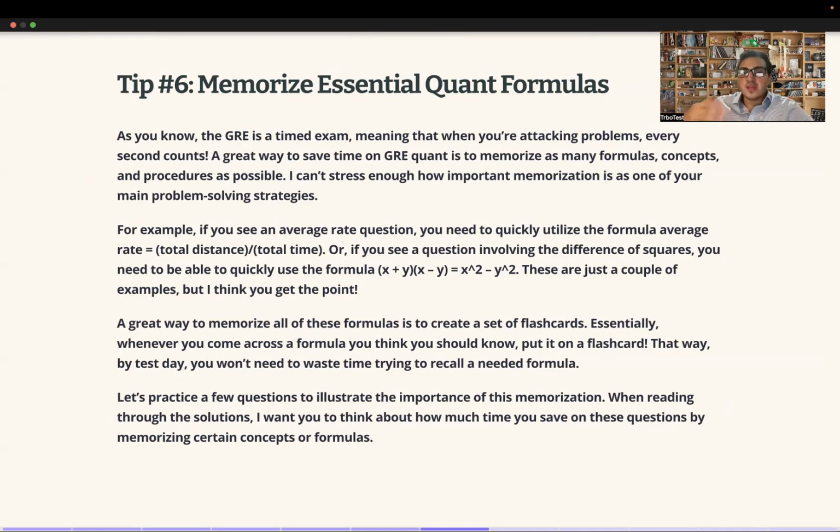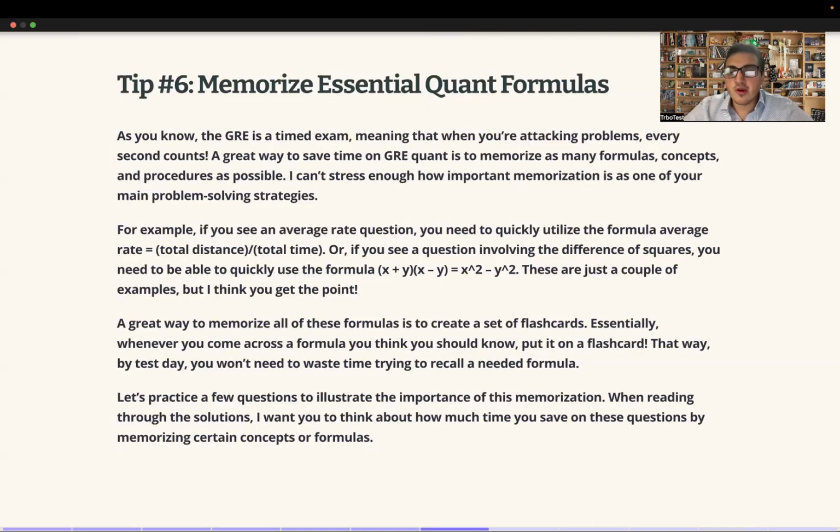For example, if you see an average rate of change question, you need to quickly use the formula average rate equals total distance divided by total time. Or if you see a question involving the difference of squares, you need to be able to recall the formula (x + y)(x - y) = x² - y². These are just a couple examples, but you get the point.